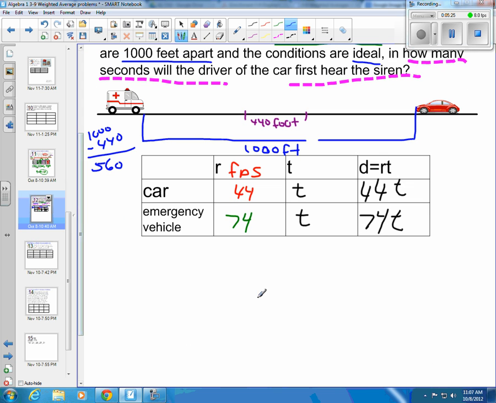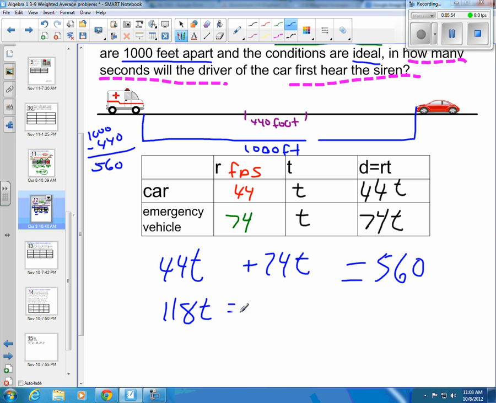So then I can add that up. The total distance is going to be 560. Well, how far did the car travel? The car traveled 44t. We don't really know, but we know it's 44t. And how far did the emergency vehicle travel? That's 74t. Now we've got an equation with one variable, and it's fairly easy to solve. We just combine our like terms, so 44t and 74t should be 118t. It's going to be equal to 560.